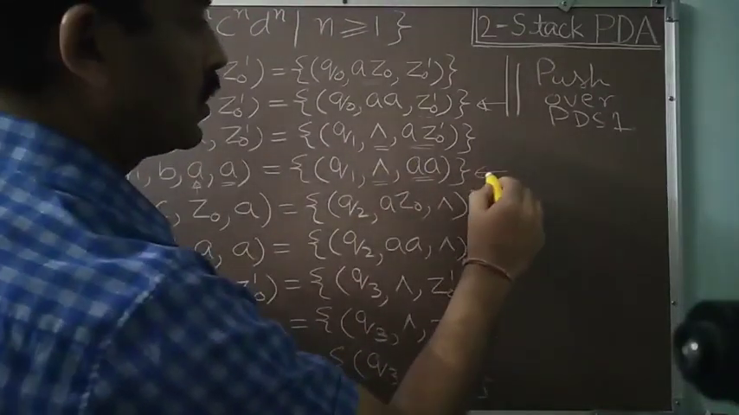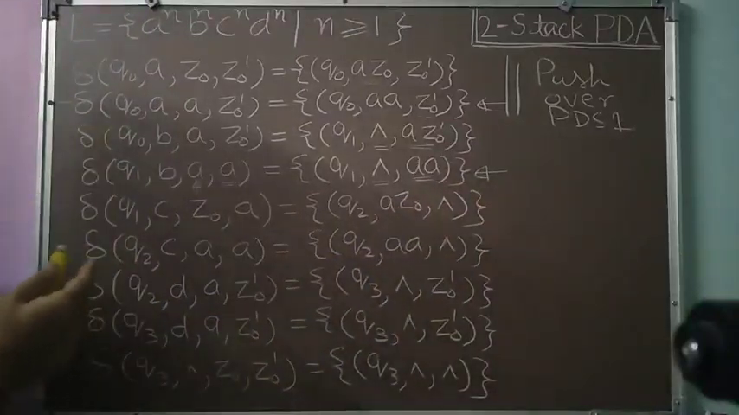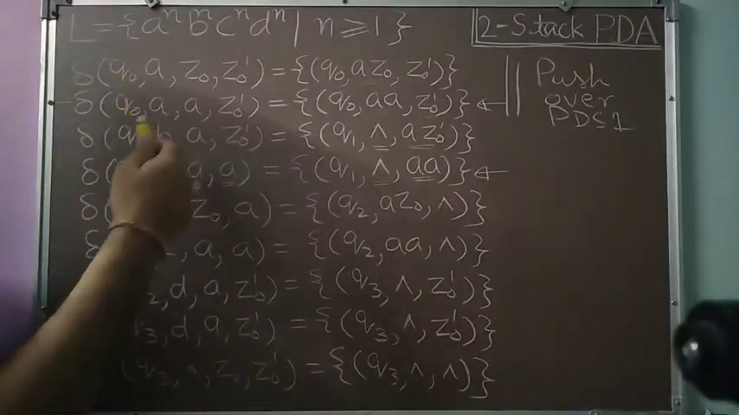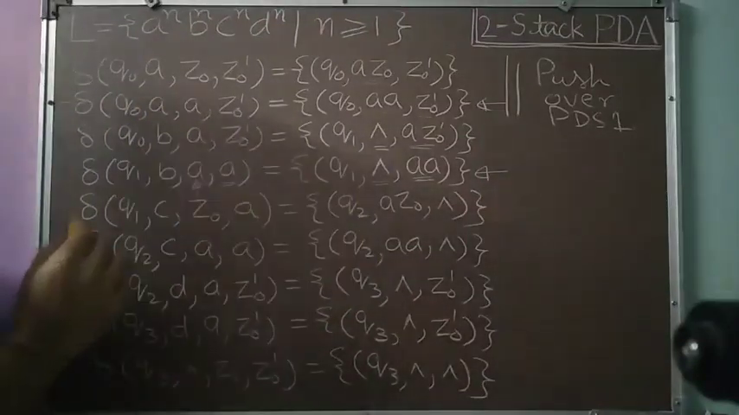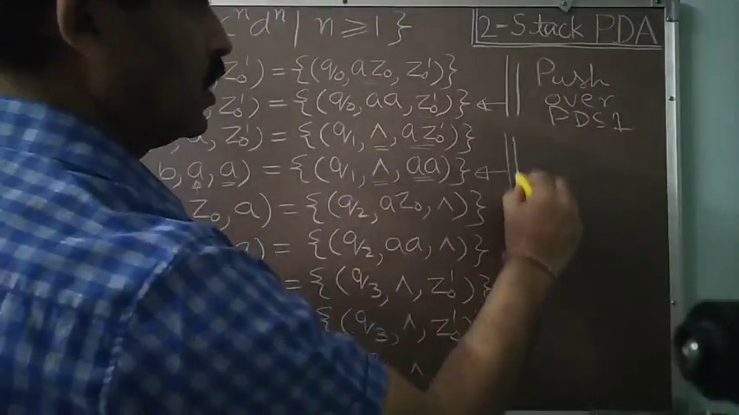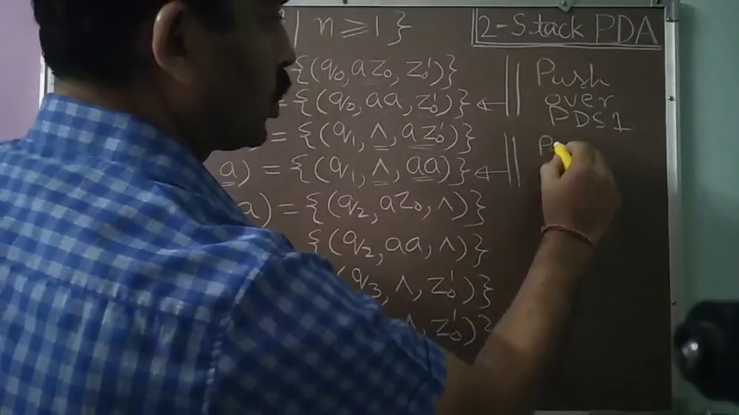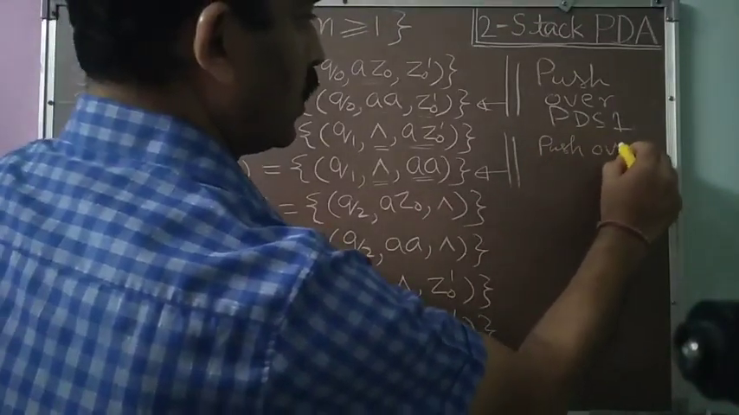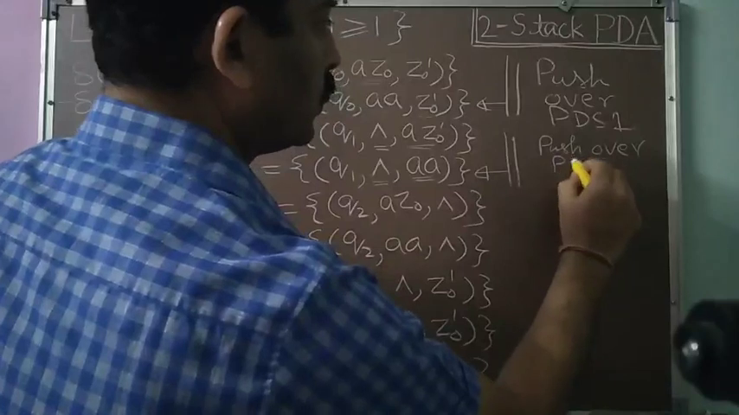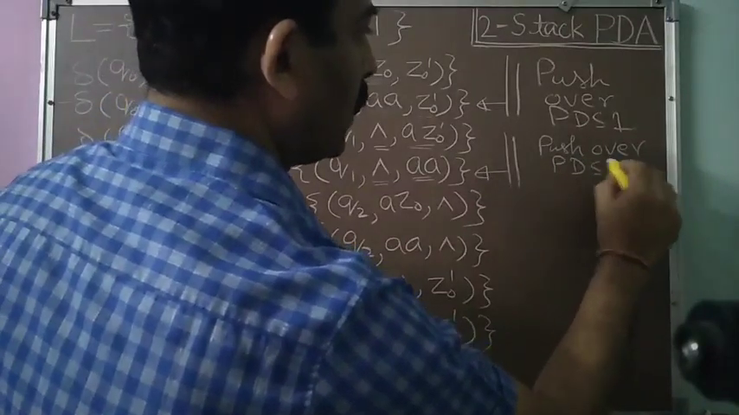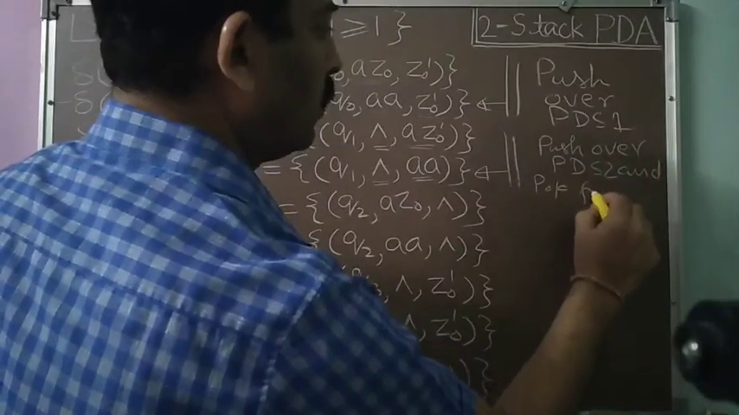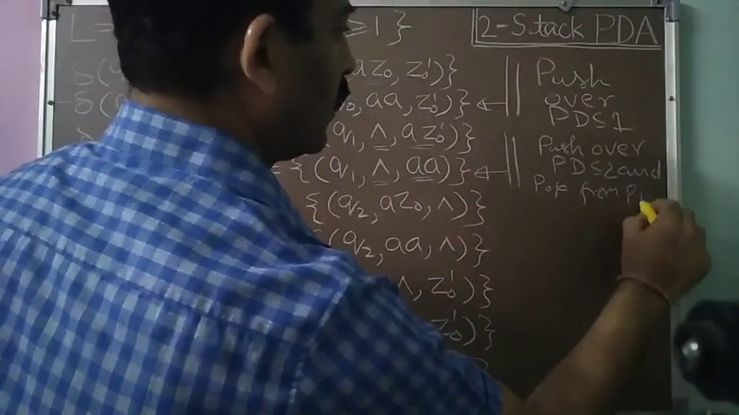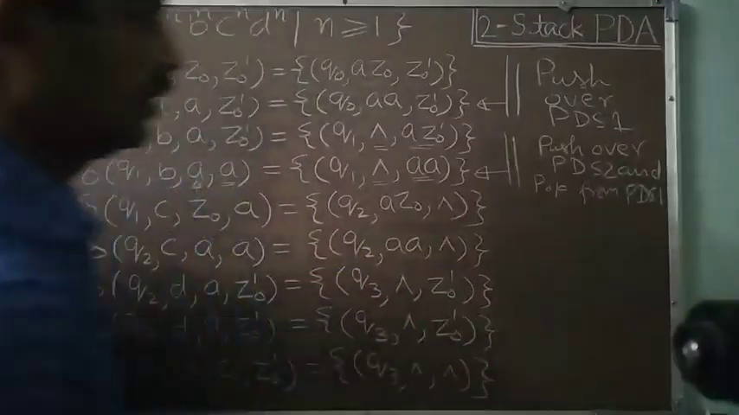So again this transition will be used multiple times, and we will match all the B's with the A's present on the PDS1, and if they are equal in number, so these two transitions push over PDS2 and pop from PDS1.